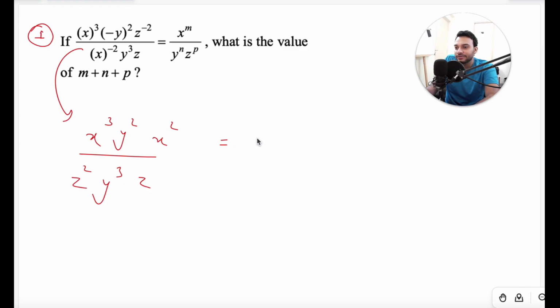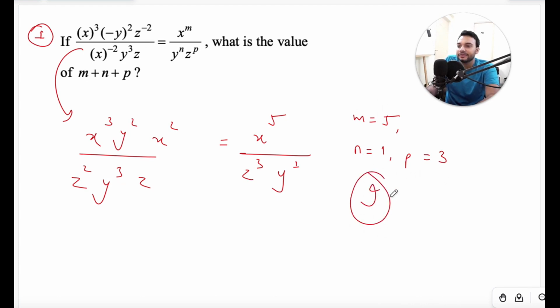Okay, now let's simplify. X cubed times x squared is x raised to 5. In the denominator we need the y power and z power. So z squared times z is z cubed. Y cubed, and in the numerator it's y squared, so y raised to 3 minus 2, or y raised to 1. So m is equal to 5, n is equal to 1, p is equal to 3. M plus n plus p, 5 plus 1 plus 3, is 9. This is a written question and 9 is the correct answer. Okay, let's go for the next one.